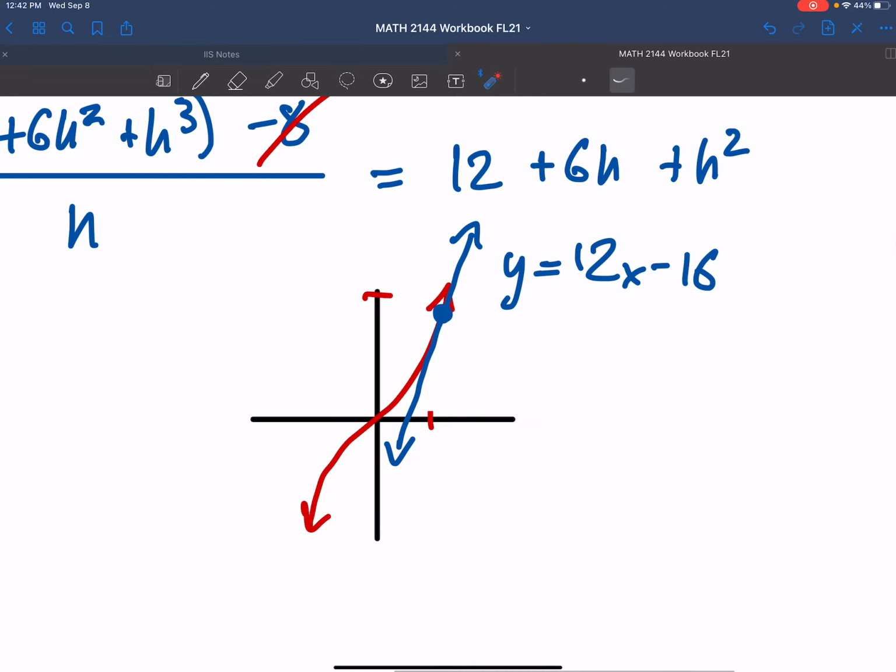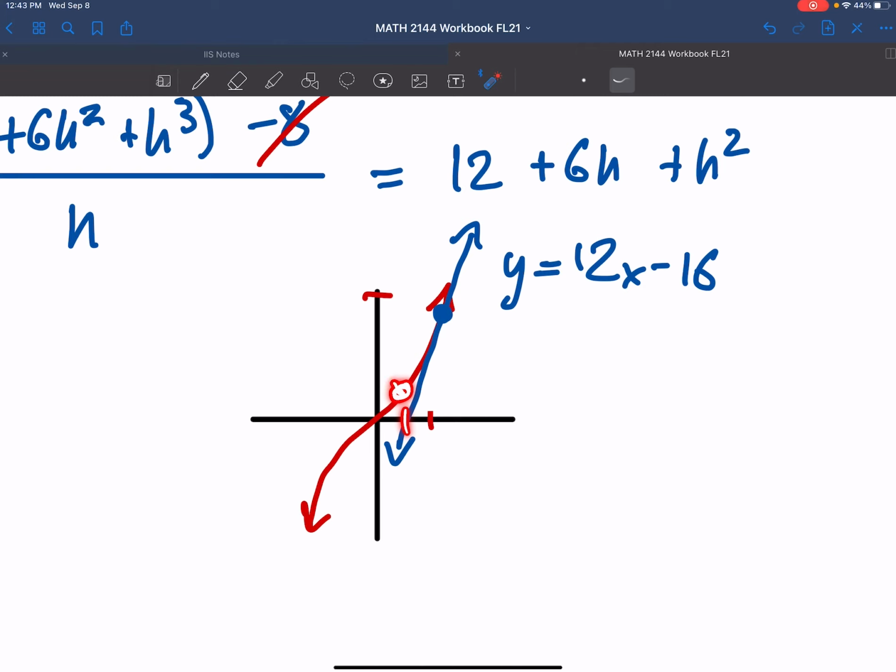Let me ask this question now. Let's say we were to consider the point 1, 1, right here that I've highlighted and laser pointed in red. Is the slope of the associated tangent line at this point going to be greater than 12 or less than 12?